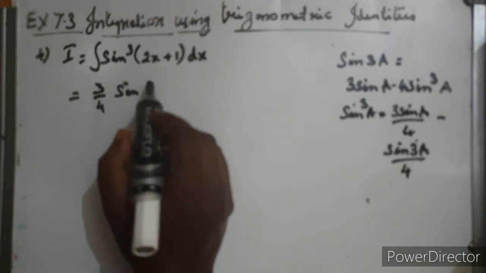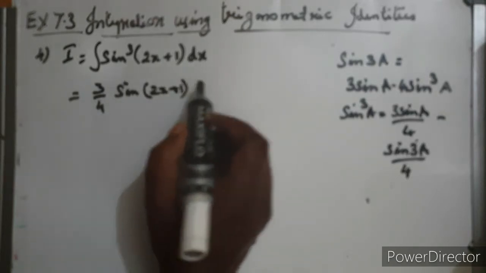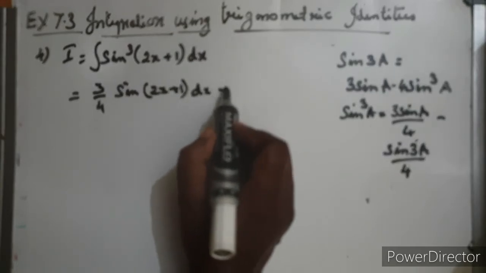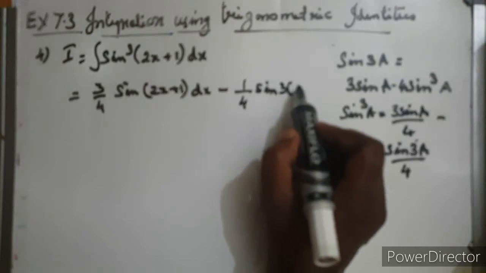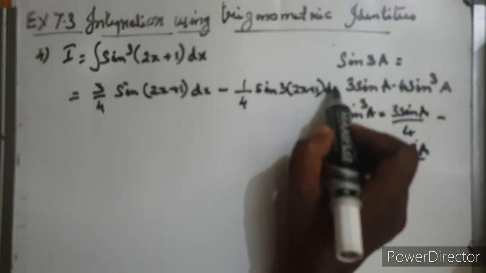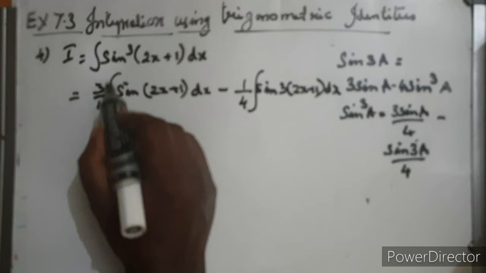sine 2x plus 1 dx minus 1 by 4 of sine 3 into 2x plus 1 into dx. So integral of this.